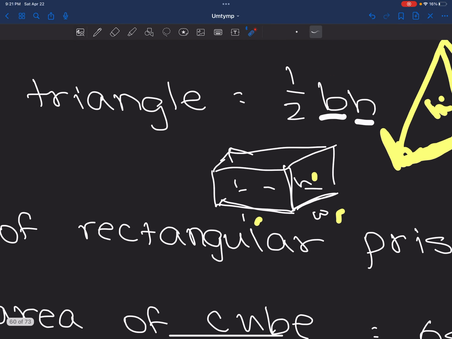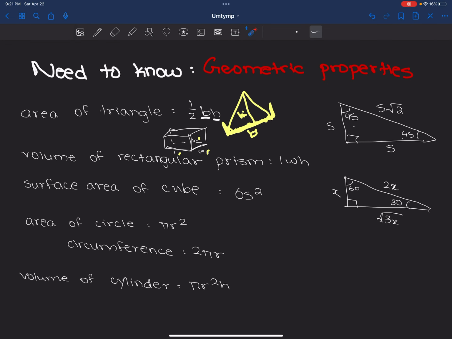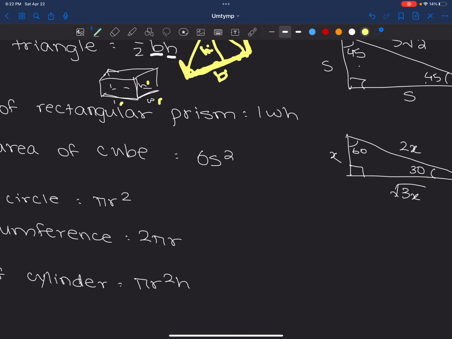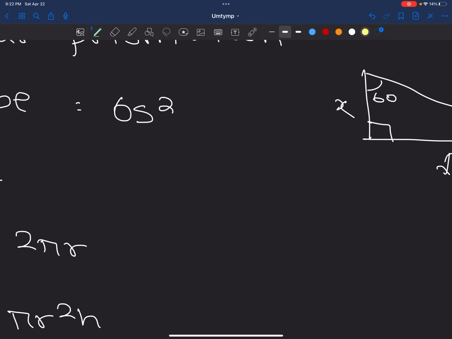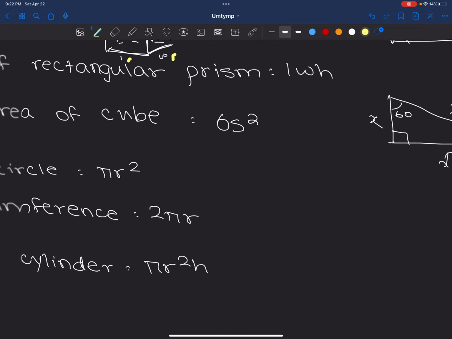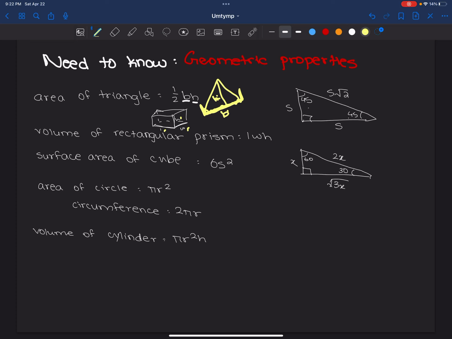Okay, so next is the surface area of a cube. It's 6 times the side of the cube squared. So if I draw a cube, sorry, that was bad. If this is the side, then the surface area is 6 times the side squared. And the surface area of any prism is just the area of the base times the height of the prism or 3D figure.